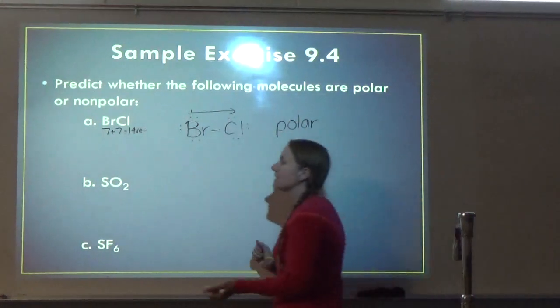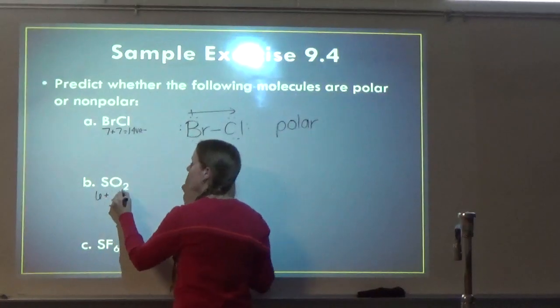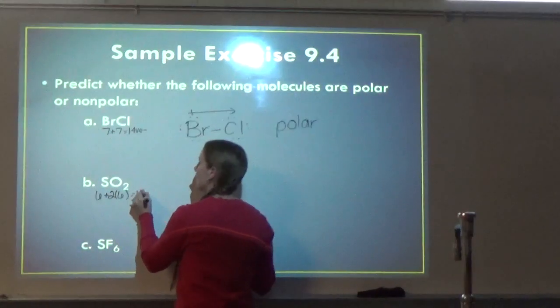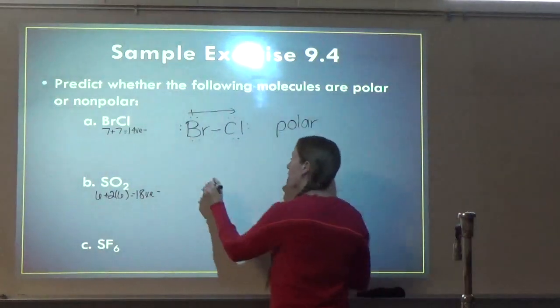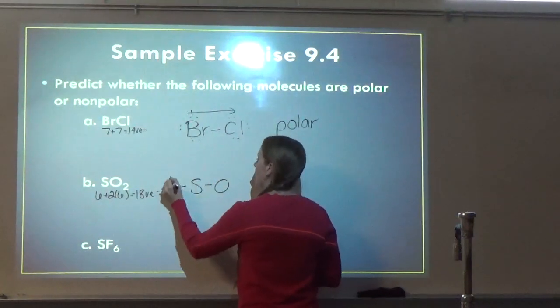So let's look at SO2. S has 6 valence electrons. O has 6 times 2, for a total of 18 valence electrons. Since S is the single atom, it's going to go in the middle. So I bond my two O's.